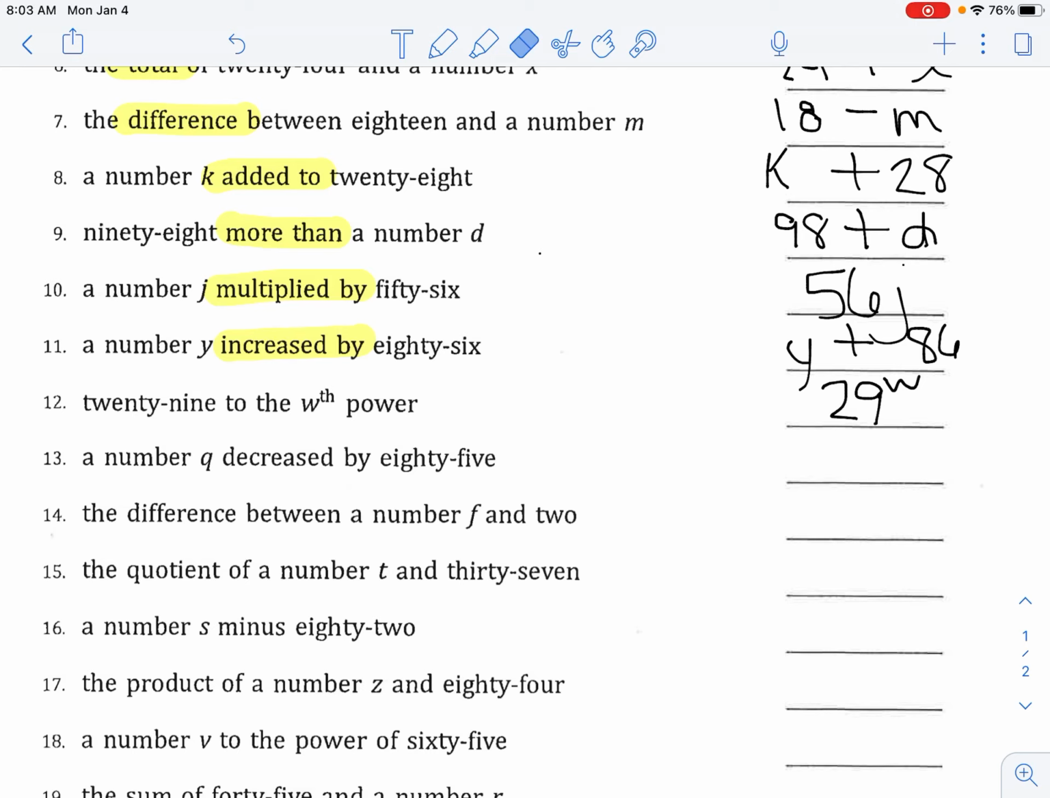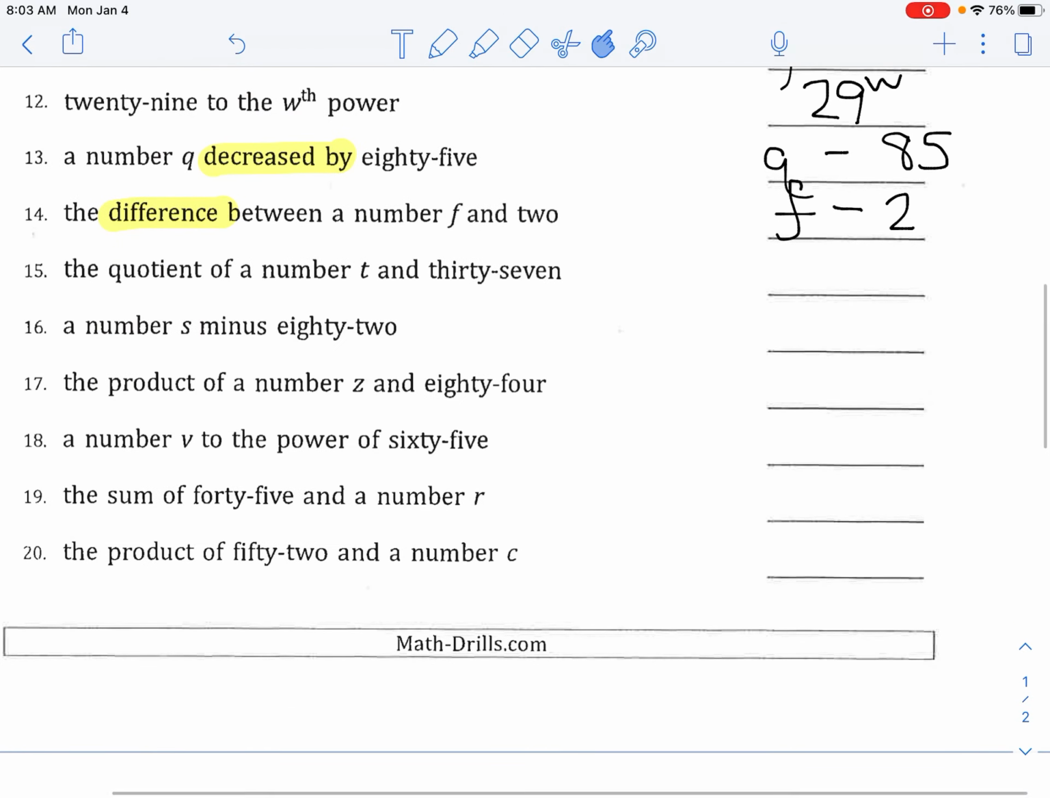Number 13, a number q decreased by, if something is decreasing, it's going down, so we're subtracting. A number q decreased by, not from, but decreased by 85. So q minus 85. Number 14, the difference between, so the difference is always subtraction, the difference between a number f and 2, f minus 2. Number 15, the quotient of, that's division, so we need a fraction bar, the quotient of a number t and 37. T divided by 37.